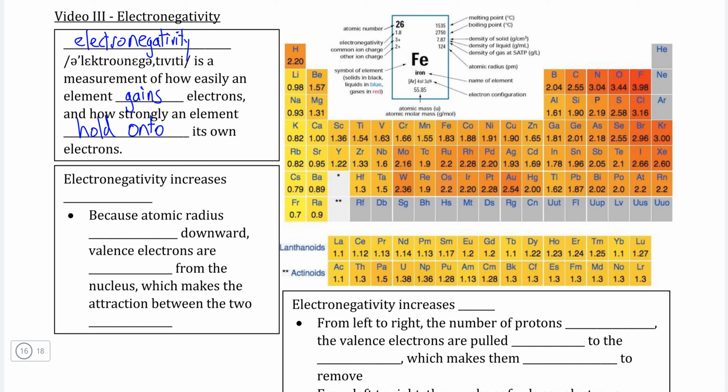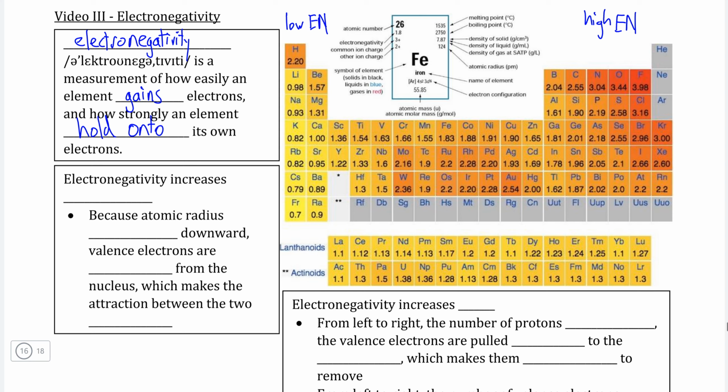Not surprisingly, metals, which make up the left side of the periodic table, have a very low electronegativity, while nonmetals, conversely, tend to have a very high electronegativity. And in this video, we're going to explain all of the justifications based on atomic radius, ionization energy, and the number of valence electrons in order to justify why this is.